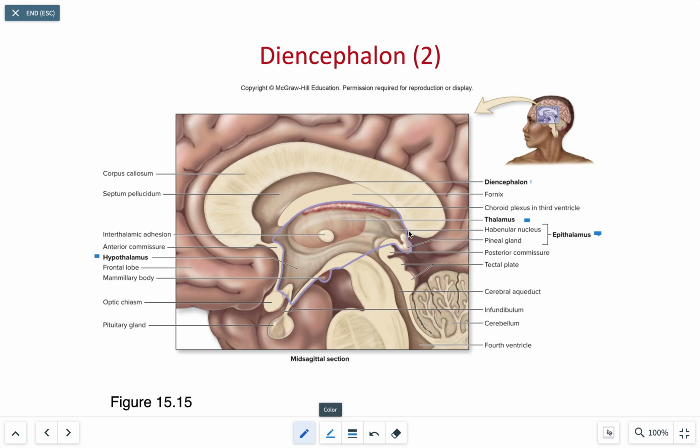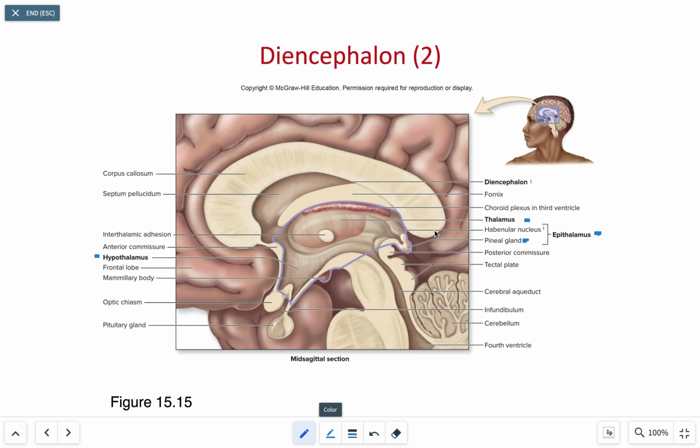So we have the habenular nucleus, and we also have the pineal gland. The one that's most often talked about is this small structure called the pineal gland, which is located in the posterior section. It is actually an endocrine gland. It secretes melatonin, and it's important in the circadian rhythm, so your sleep-wake cycle.